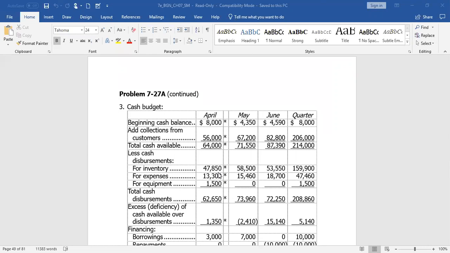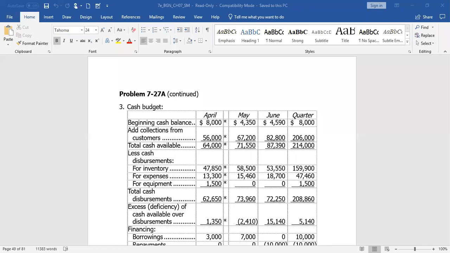Now you could do these separately. The first is 12% of the month's sales. So 60,000 times 12% would be for commissions. Then there's a flat $2,500 a month. And then there's other expenses that are 6% of sales. So take 60,000 times 6%. So 3,600 plus 7,200 plus the 2,500 will give us cash payment for expenses in April of 13,300. And you would do that same computation for May and for June.